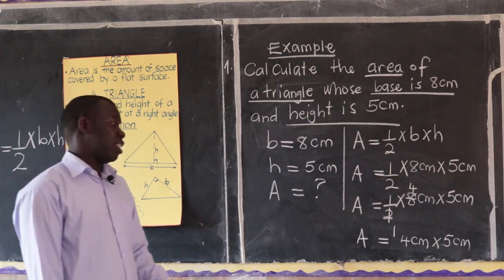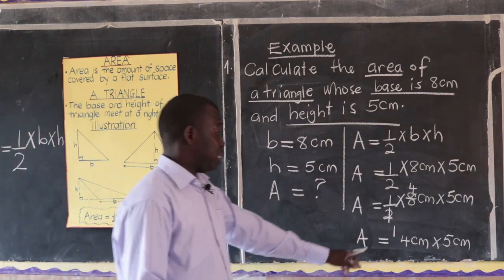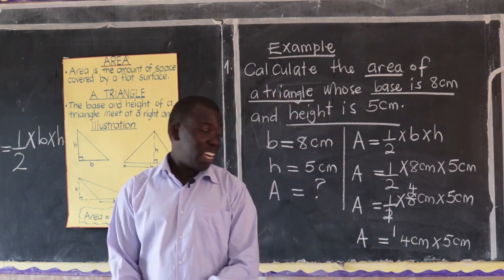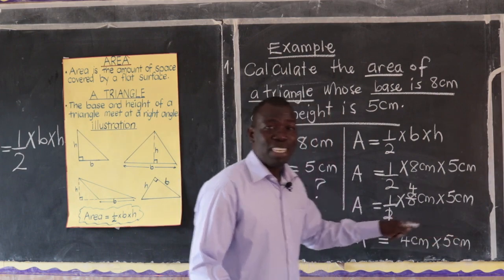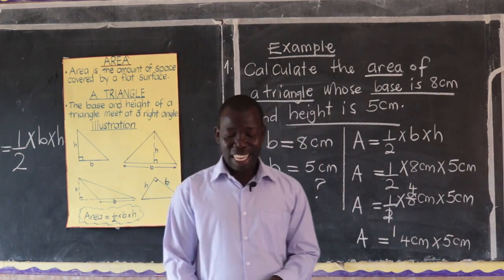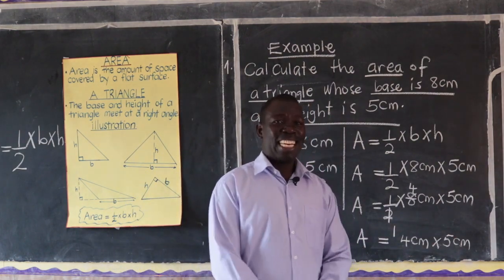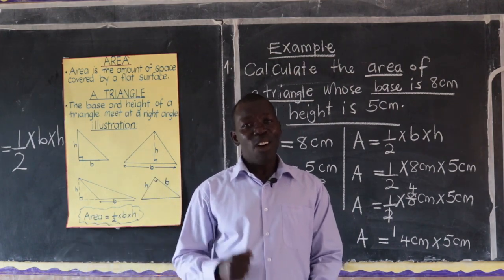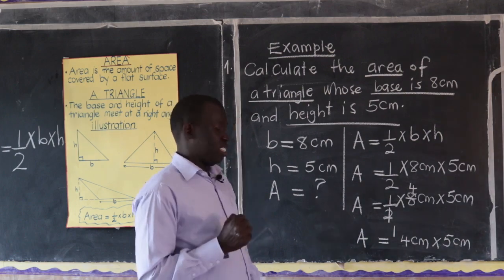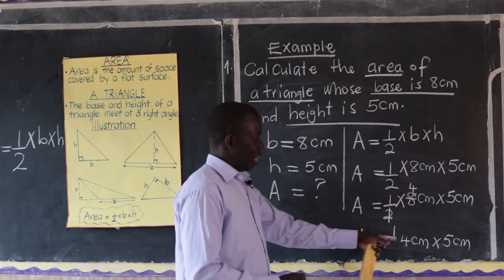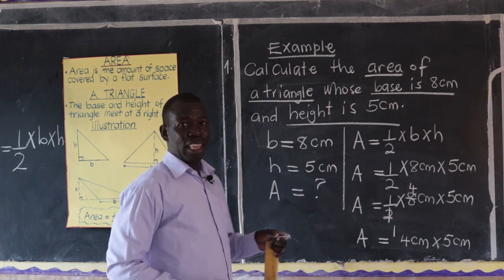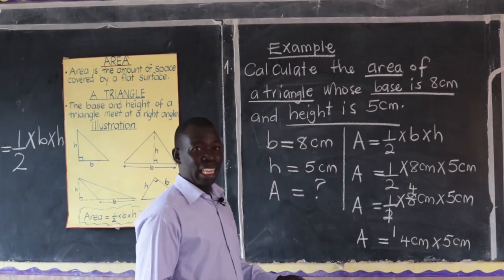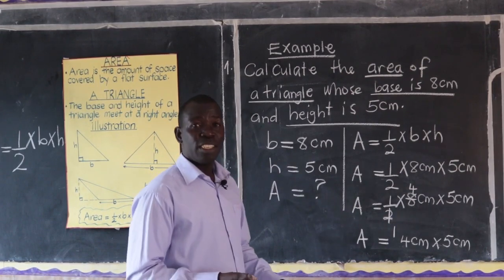Common mistake always there is children tend to multiply only 5 by 4 and they forget to multiply centimeters by centimeters. Like I said, area originates from the squares. So here I have 4 squares. Then again I have 5 squares. So that's why we say we have 20 squares.